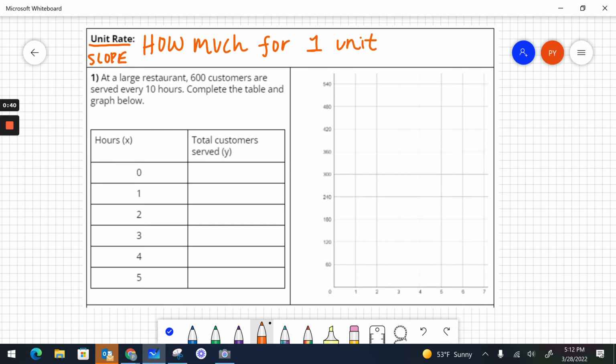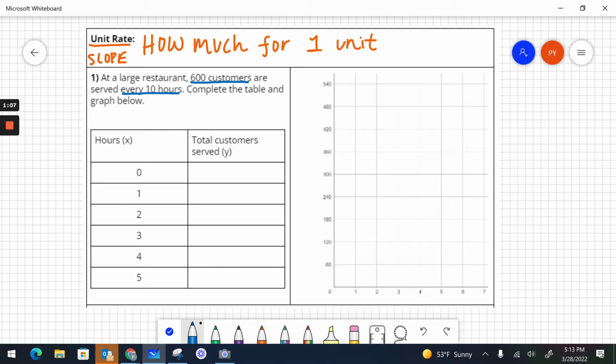Now let's read this problem. It says, at a large restaurant, 600 customers are served every 10 hours. 600 customers every 10 hours. Complete the table and the graph below. To help us do that, we are going to calculate the unit rate. So how much for 1, in this case, would be how many customers in 1 hour.